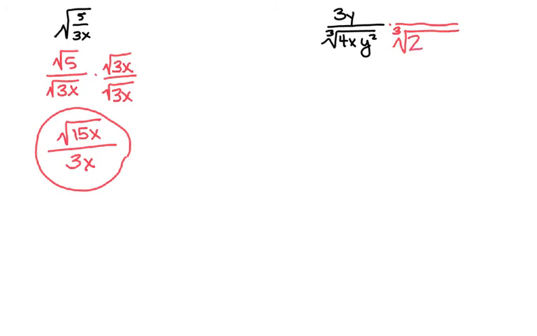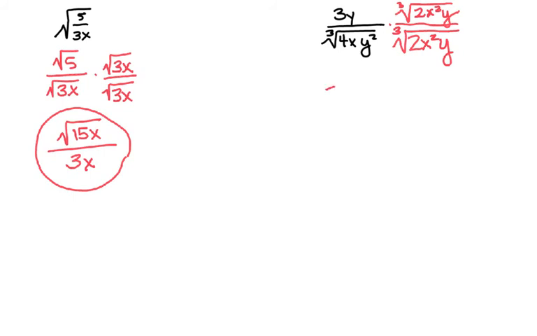X is not a perfect cube, but x cubed is a perfect cube. So if we multiply by x squared, we'll end up with x cubed, and that will be a perfect cube. Y squared is not a perfect cube, but y cubed is, so if we multiply by y, we'll end up with y cubed. And what we do on the bottom, we must do on the top because we can only multiply by 1 without changing the value of the expression.